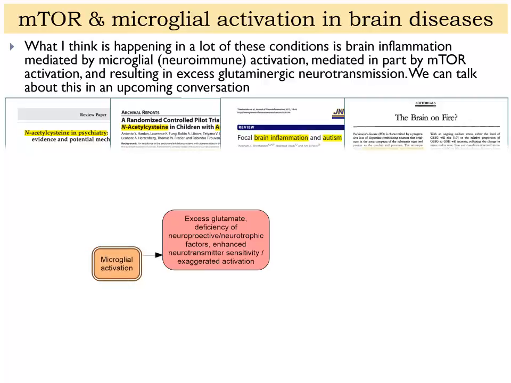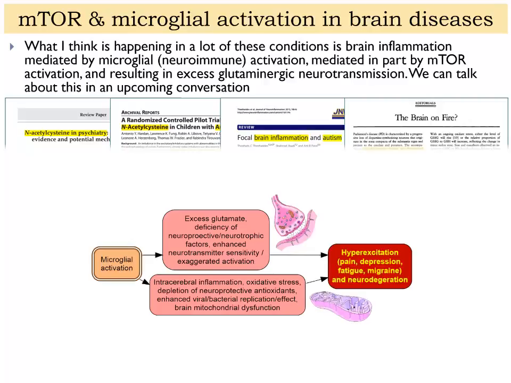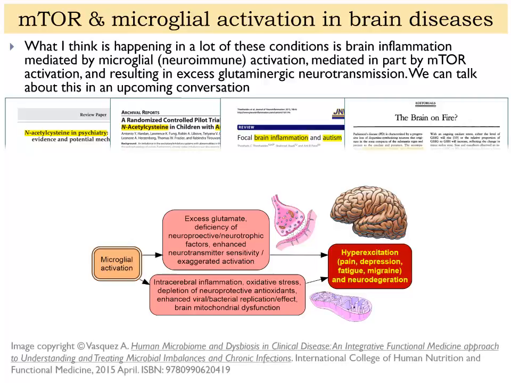Microglial activation contributes to excess glutamate, deficiency of neuroprotective and neurotropic factors. It also causes intracerebral inflammation, oxidative stress, depletion of neuroprotective antioxidants. That leads to hyperexcitation. Clinically, what we see is pain, depression, fatigue, migraine headaches, neurodegeneration. Of course, that affects brain function as it does in autism, and then that's how we end up with this picture of basically the brain being on fire.